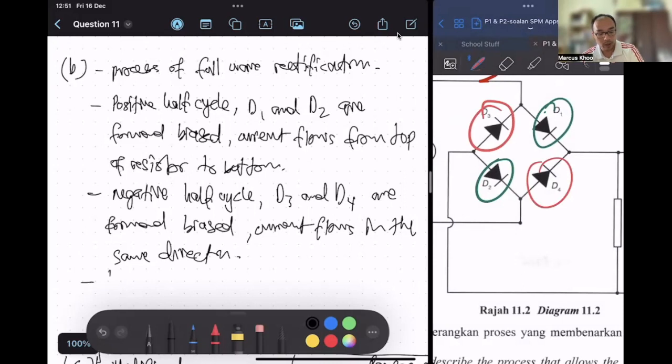So this changes alternating current to direct current, which is what is called full wave rectification.